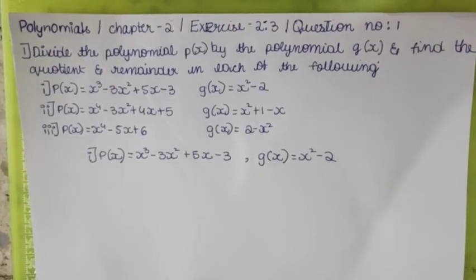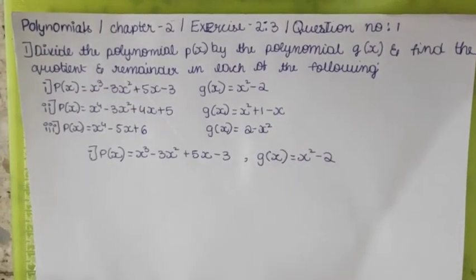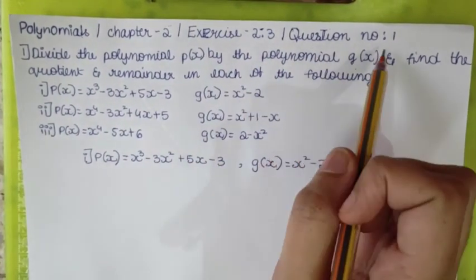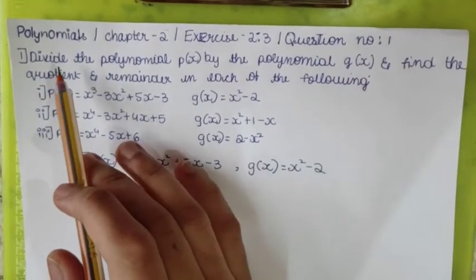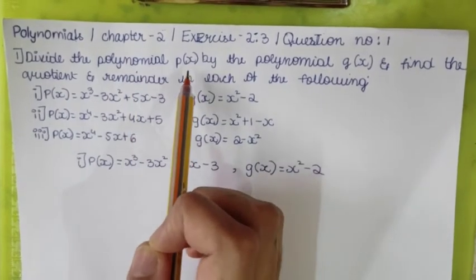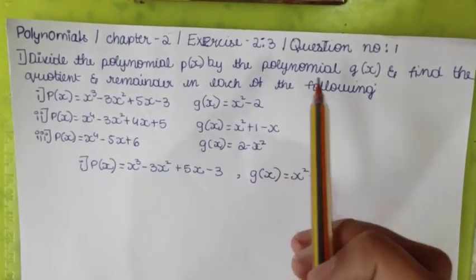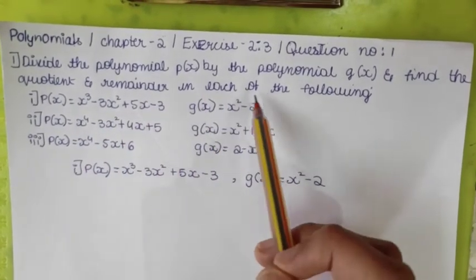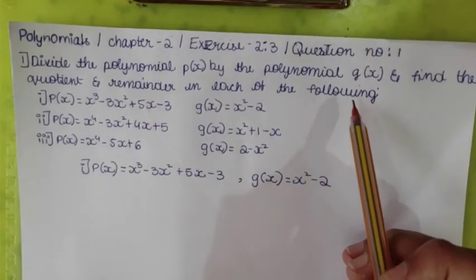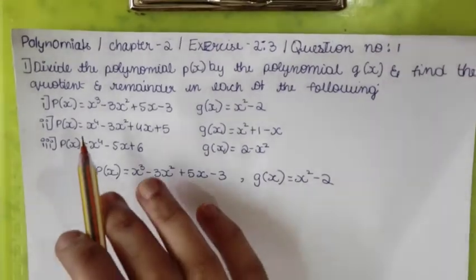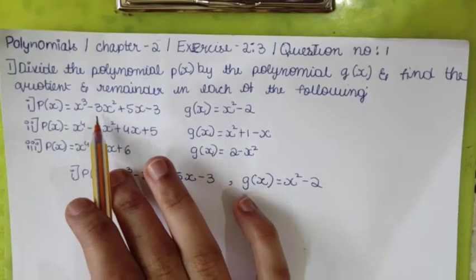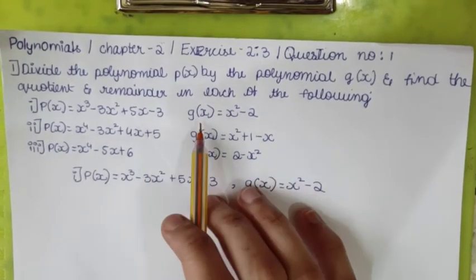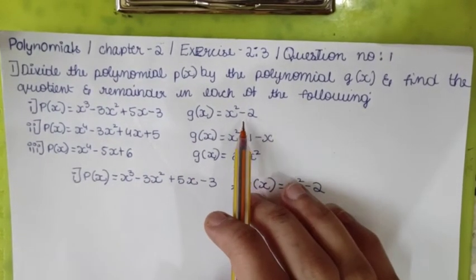Everyone, welcome back. In this video we are going to learn polynomial chapter exercise 2.3 question number 1. Now let's read the question. Divide the polynomial p(x) by the polynomial g(x) and find the quotient and remainder in each of the following. Okay, so here we have the first question, that is p(x) = x^3 - 3x^2 + 5x - 3, and here g(x) is x^2 - 2.